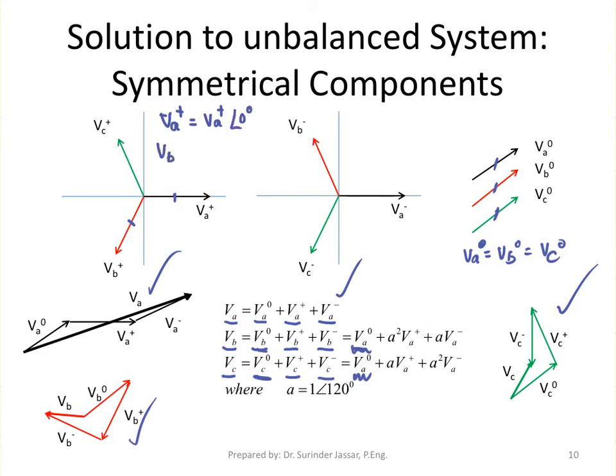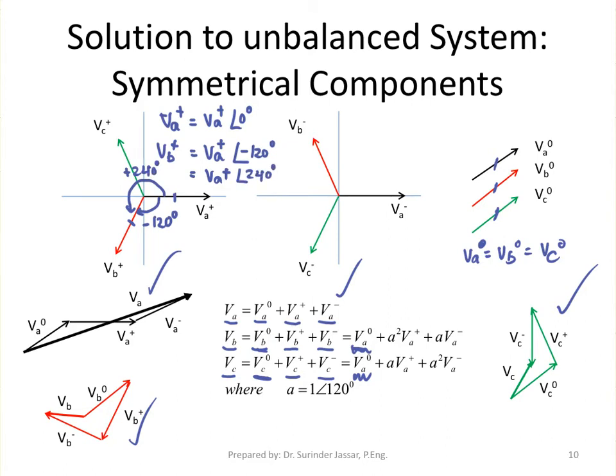Now I'm going to write VB positive. It has the amplitude which is the same as VA positive, so I'm going to write that as it is. And it has an angle of, what angle? Negative 120 degrees, right? Now, I can also write it as VA positive with an angle of positive 240 degrees as well.